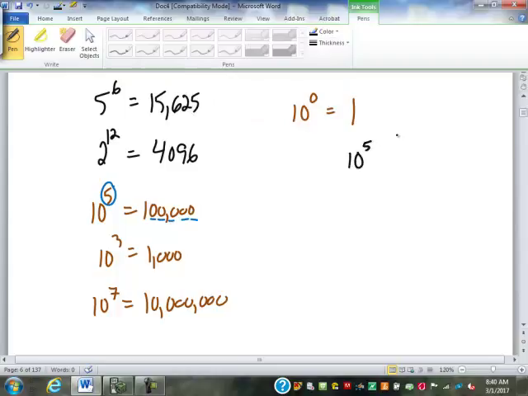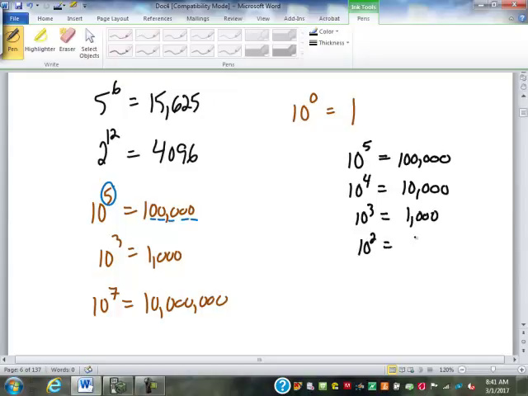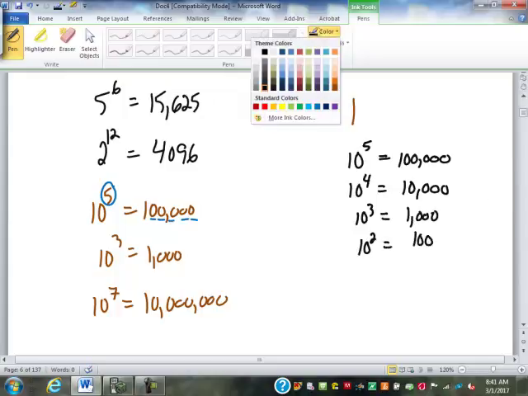Just like when we were multiplying our negatives, when you multiplied two negatives, the definition of multiplication doesn't fit. Well, power of 0 doesn't fit our definition of a power either. So just like with the negatives, we're going to look for a pattern. 10 to the power of 5, we said it was 100,000. 10 to the power of 4 is 10,000. What's 10 to the power of 3? 1,000. 10 to the power of 2? 100.